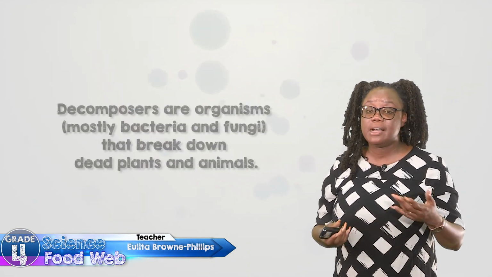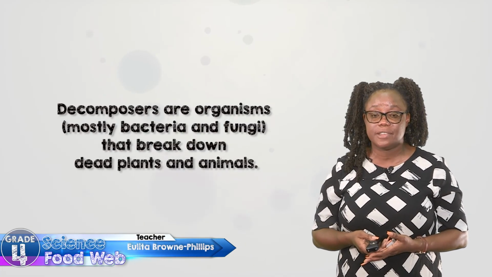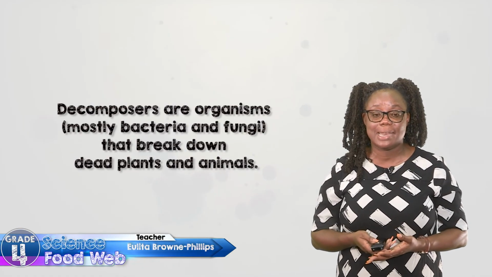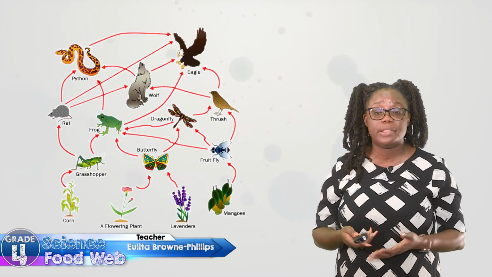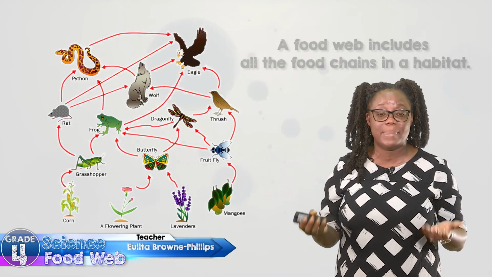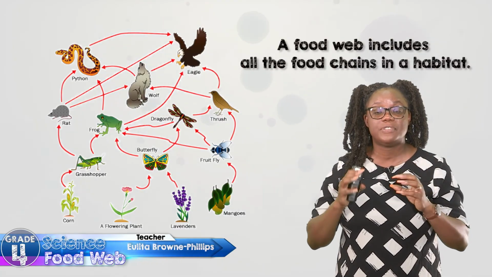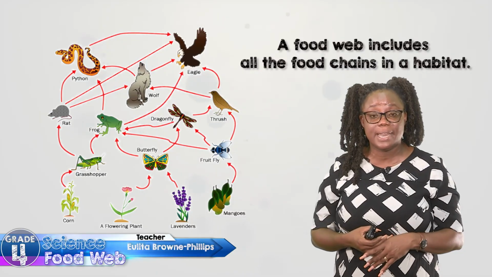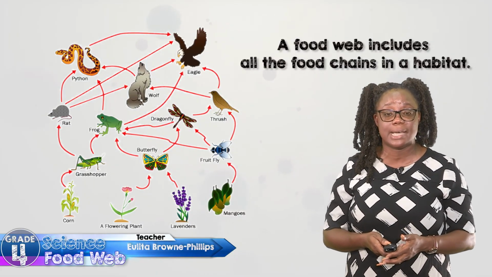Decomposers. Decomposers are organisms, mostly bacteria and fungi, that break down dead plants and animals. A food web includes all the food chains in a habitat. A food web comprises several food chains to show the interdependence between plants and animals in a given habitat.